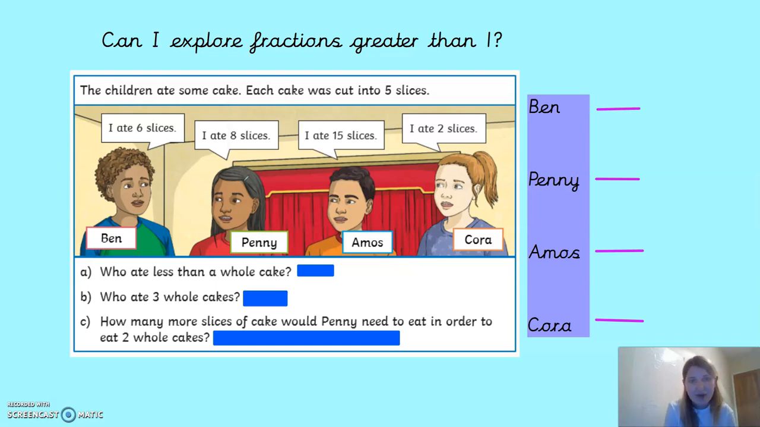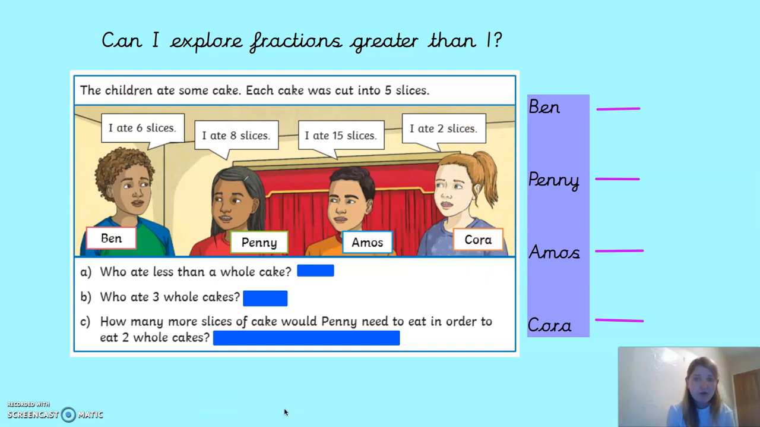Okay, so for this question we've got the children ate some cake. Sounds like a good question already. Each cake was cut into 5 slices, and then we've got how much each child ate. So we've got Ben ate 6, Penny 8, Amos 15, and Cora 2 slices. Okay, and then we've got some questions we want to answer at the end.